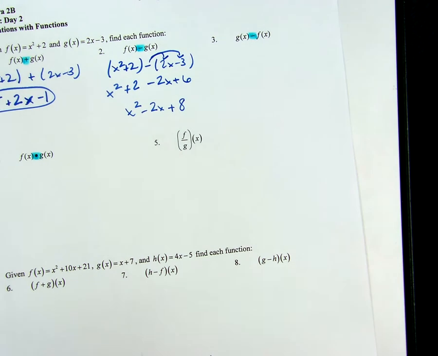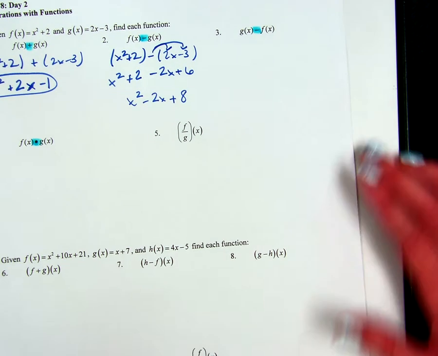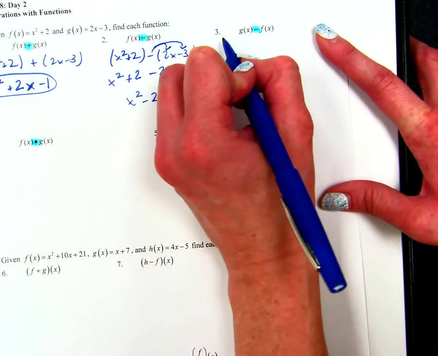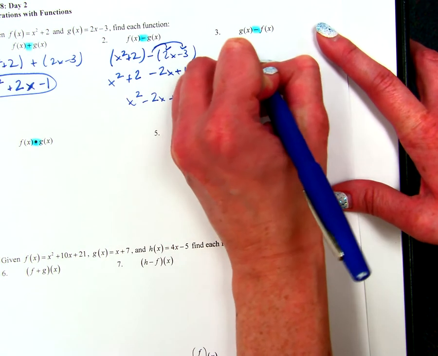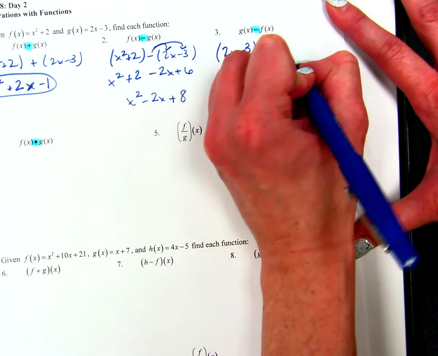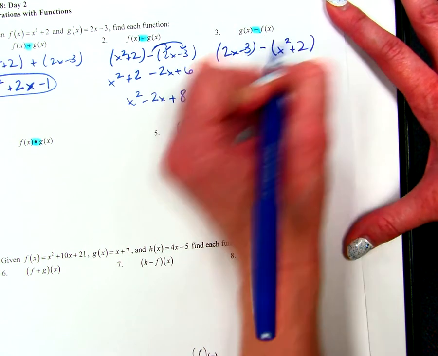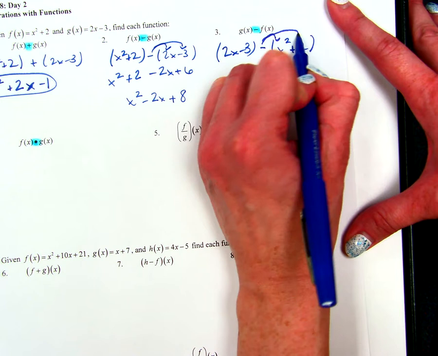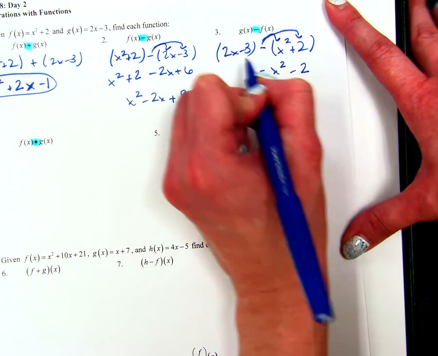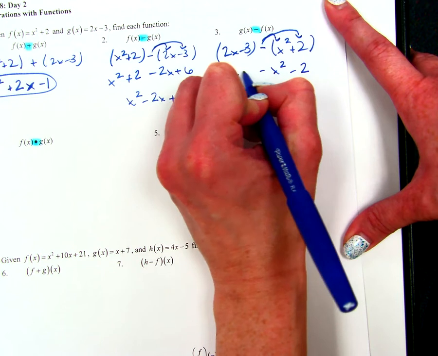So let's look at number 3. We're going to subtract here as well. So same thing, except notice that the order is different. So we're going to start with our g of x. So we're going to do 2x minus 3 minus x squared plus 2. So same thing again, we're going to distribute our negative. So it's negative x squared minus 2, and we have 2x minus 3.